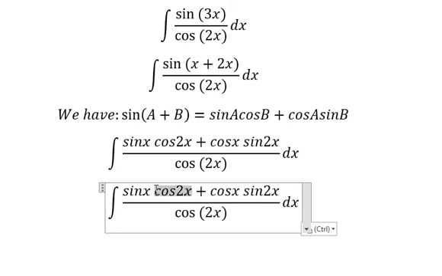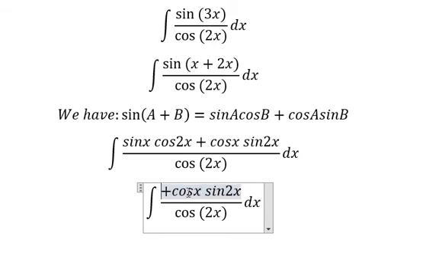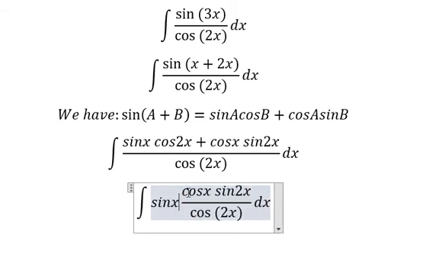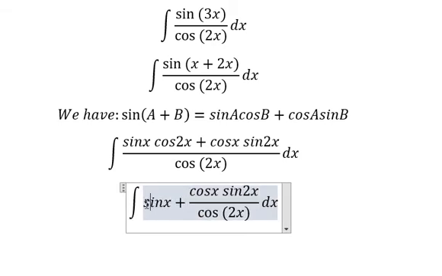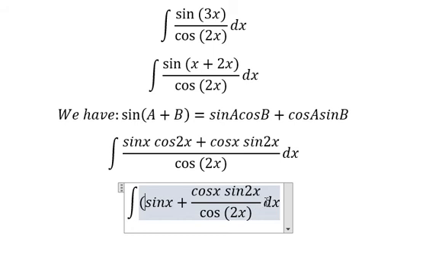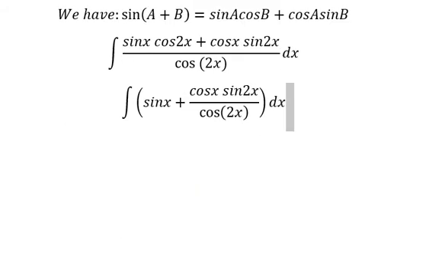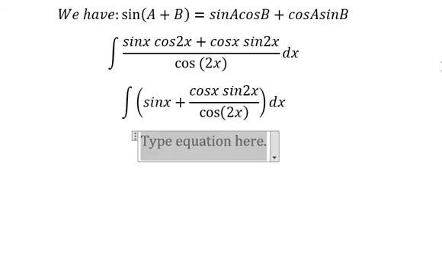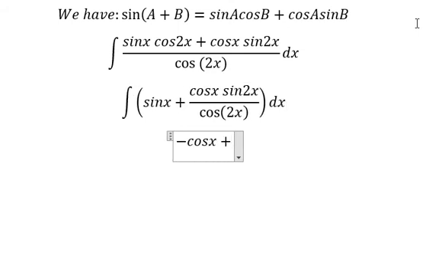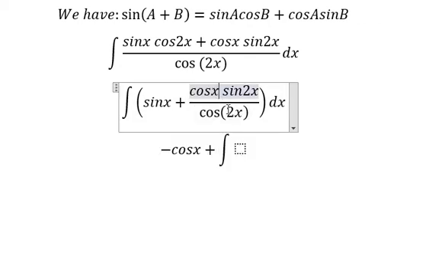We see that cosine 2x divided by cosine 2x. So we will have sine x. The integration of sine x, we have negative cosine x, and we have this integration in here.